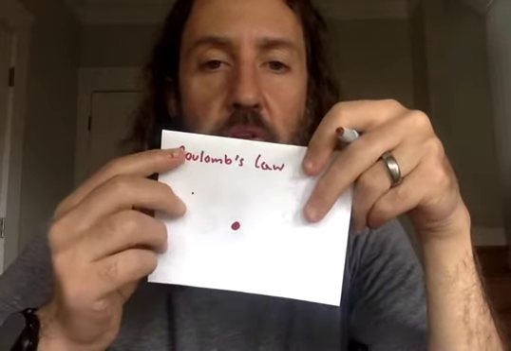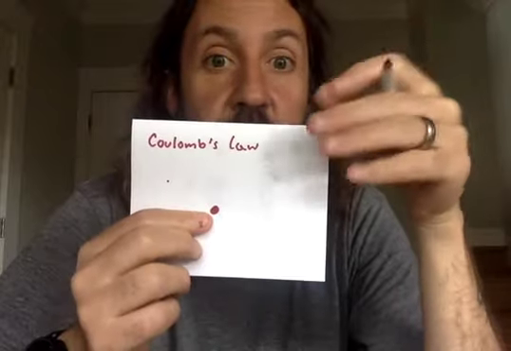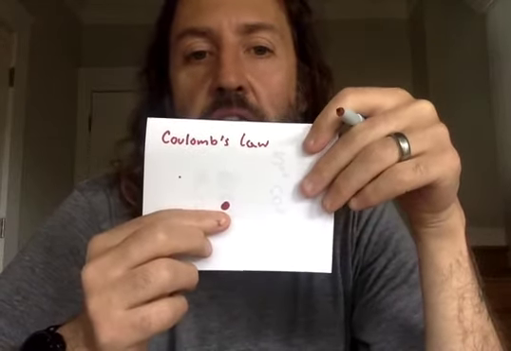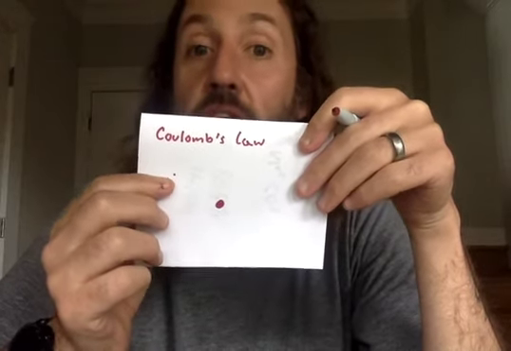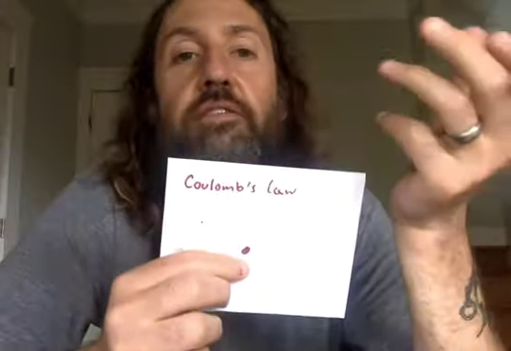Okay, so Coulomb's law. What might just look like a spot on the paper is actually a proton. There's an electron. This proton is attracted to the electron. The electron is attracted to the proton because they have opposite charges. Opposites attract. We've seen that when you were a kid playing with magnets and stuff.